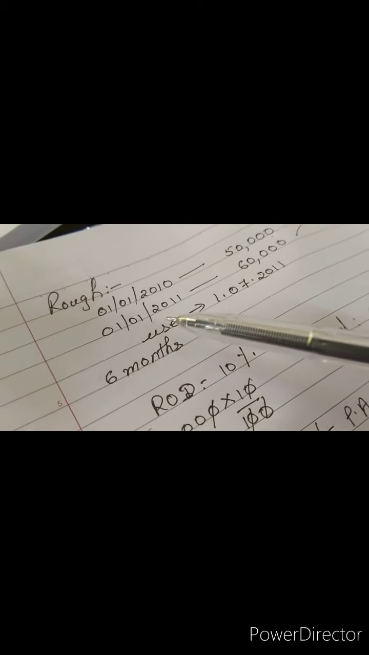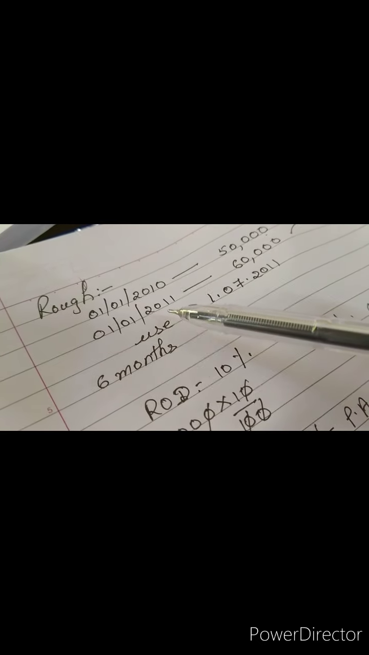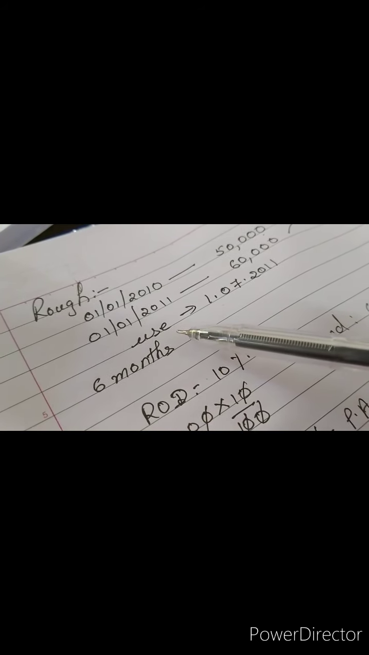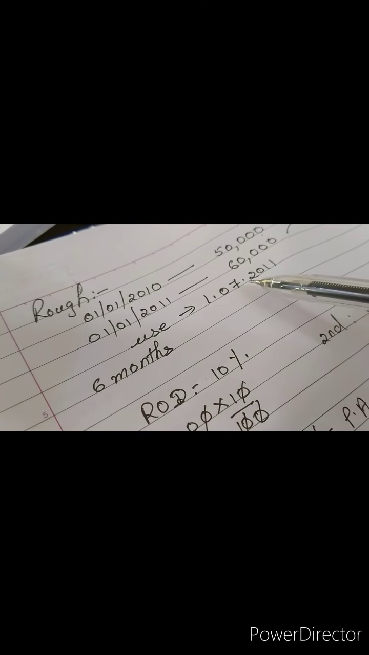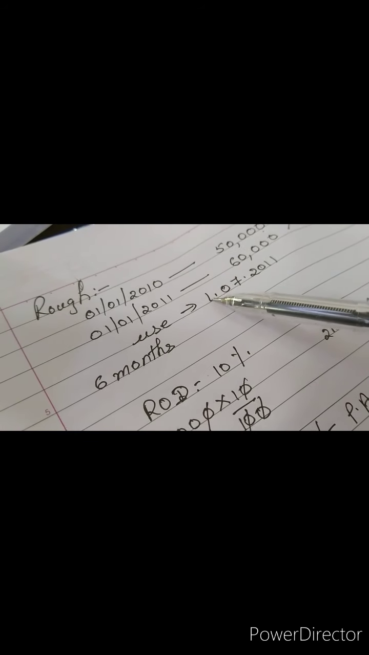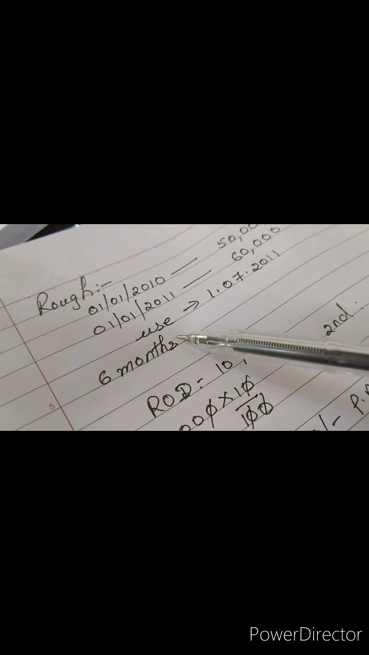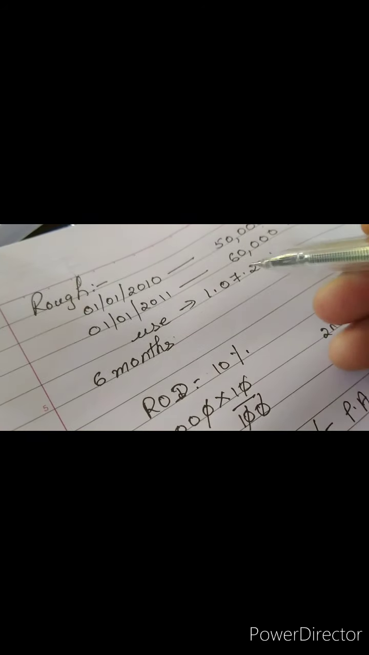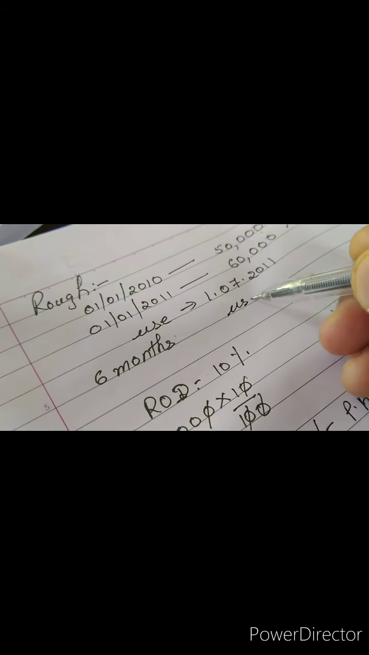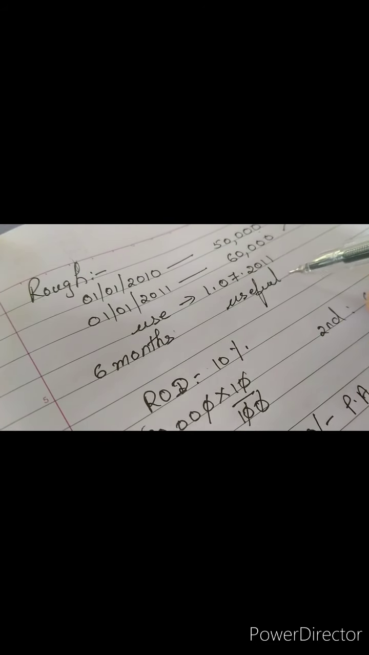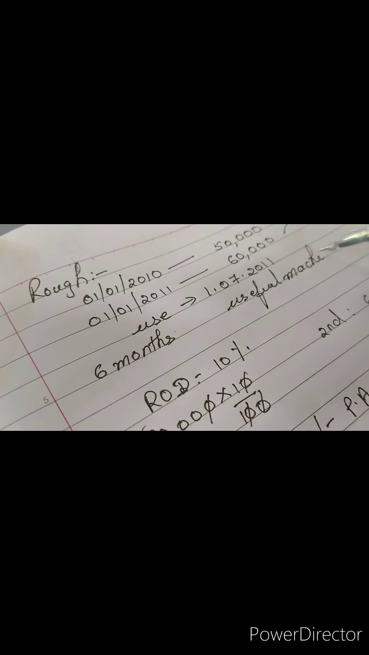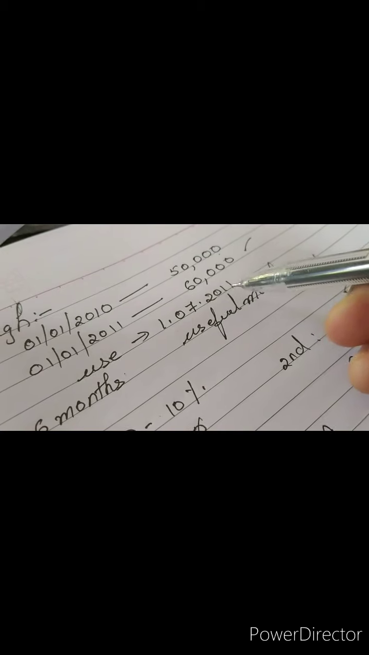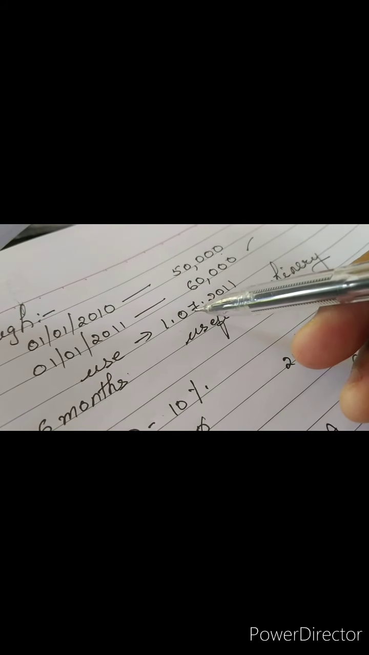But if you see the illustration carefully, it is said that though the machinery was purchased in the month of January, it was started to be used from 1st of July. It means the machinery was not used for 6 months. And what does depreciation say? Depreciation says that only on the usefulness of the machinery the depreciation should be calculated. So it was there in the organization during that year 2011, for 6 months only it is used.